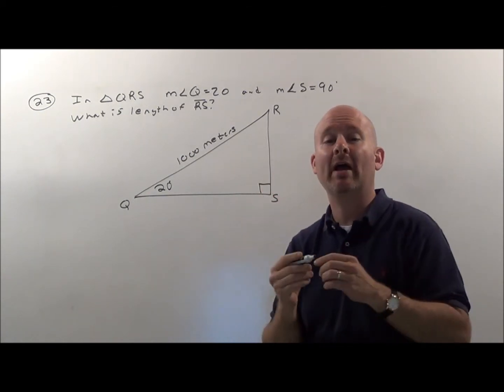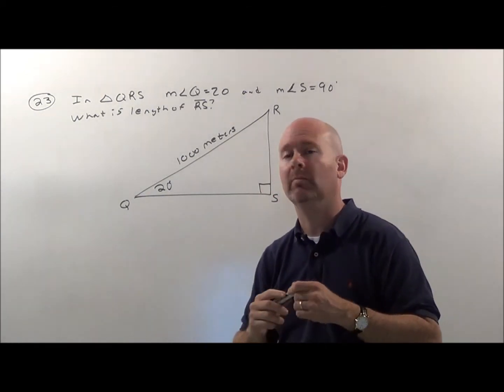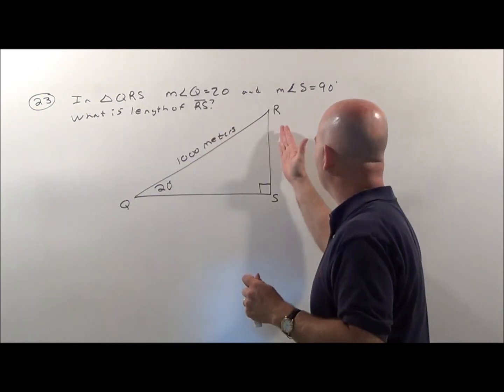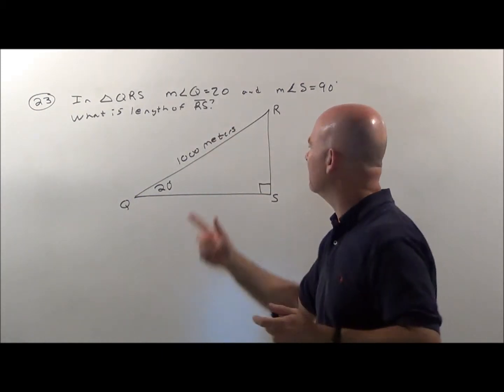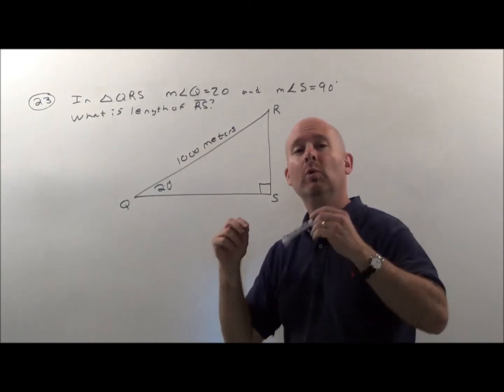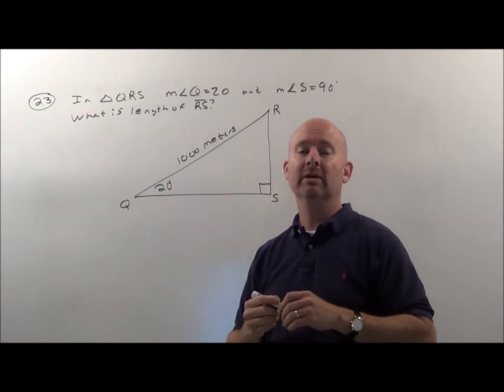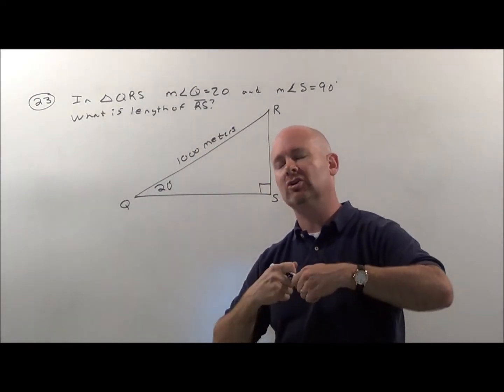As soon as I see a right angle, I start thinking, hey, Pythagorean theorem. But it wants the length of RS. I can't do Pythagorean theorem because I just have one measurement. Well, if it's not Pythagorean theorem, it's going to be some trig function.